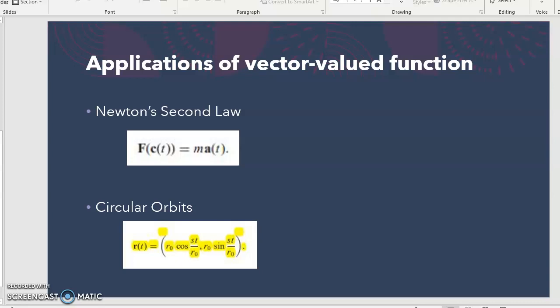Circular orbits. Consider a particle of mass m moving at constant speed s in a circular path of radius r0. Supposing that it moves in the xy plane, we can omit the third component and write its location as this.